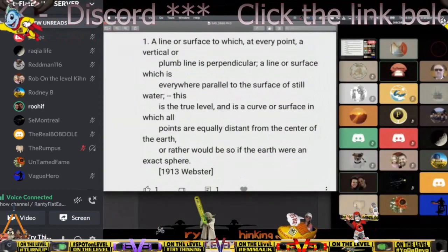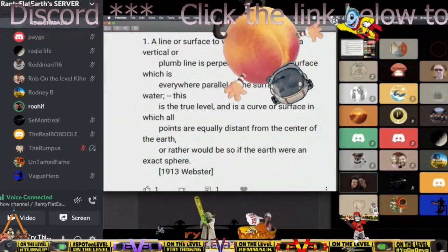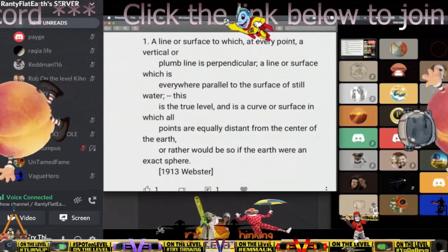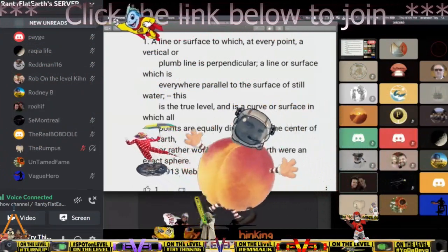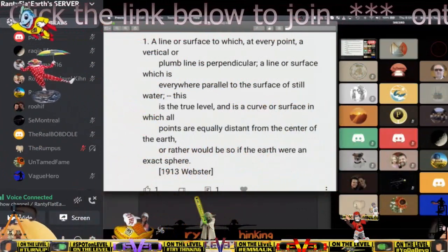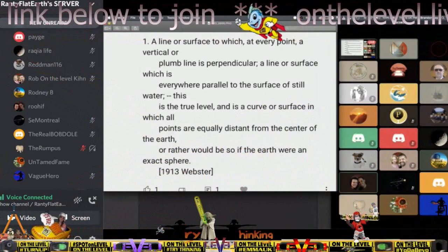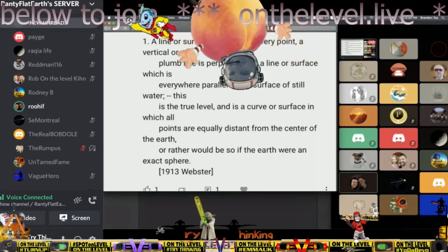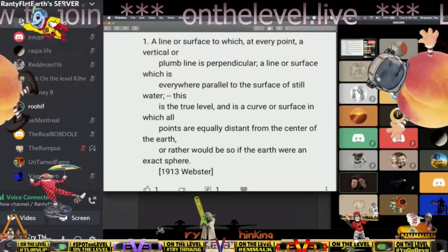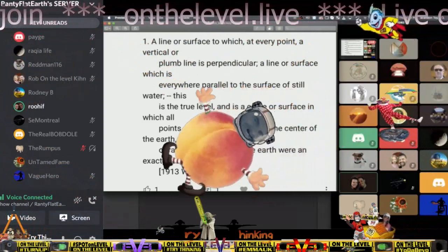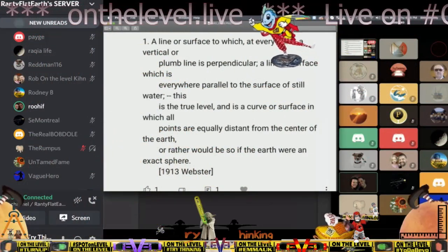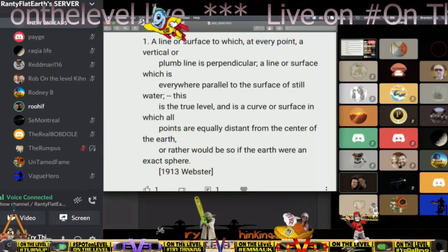A line of surface which at every point vertical or plumb line is perpendicular. That first section, I agree with you. So that's a plane. Hold on, let him finish, please. What about the second one? If you have an auto level at a point, then there is a flat plane that is perpendicular to that plumb bob. That is one context for the word level.